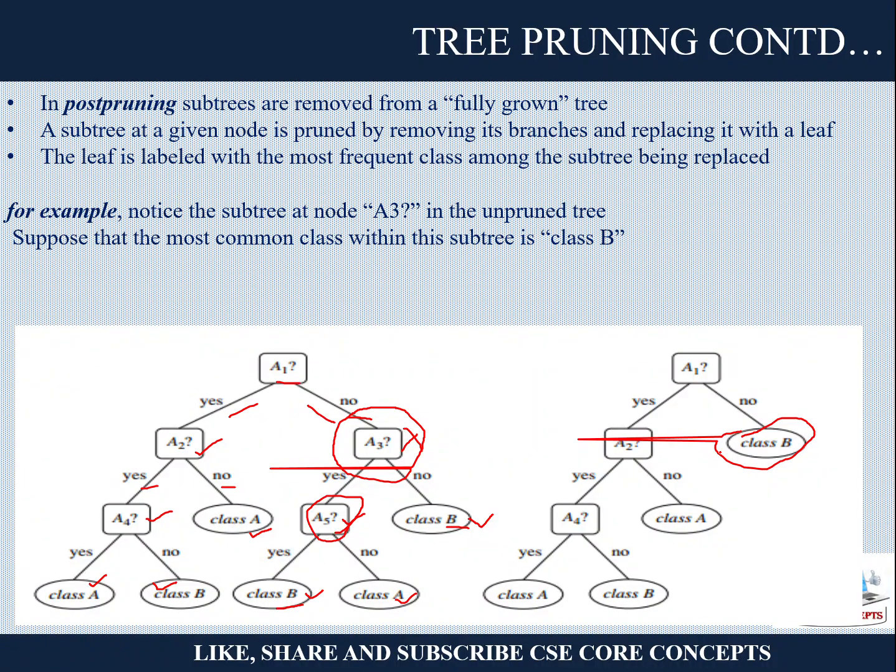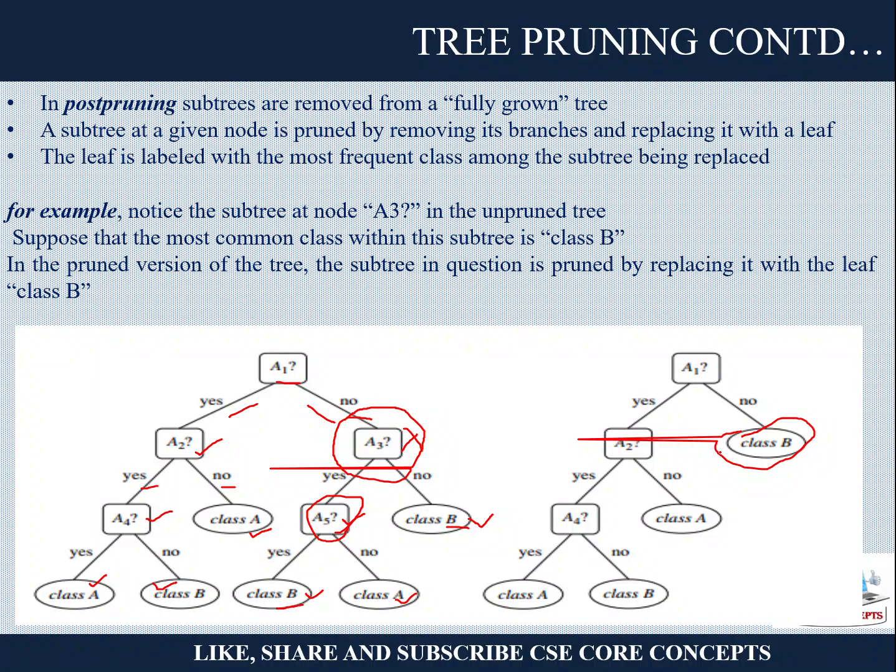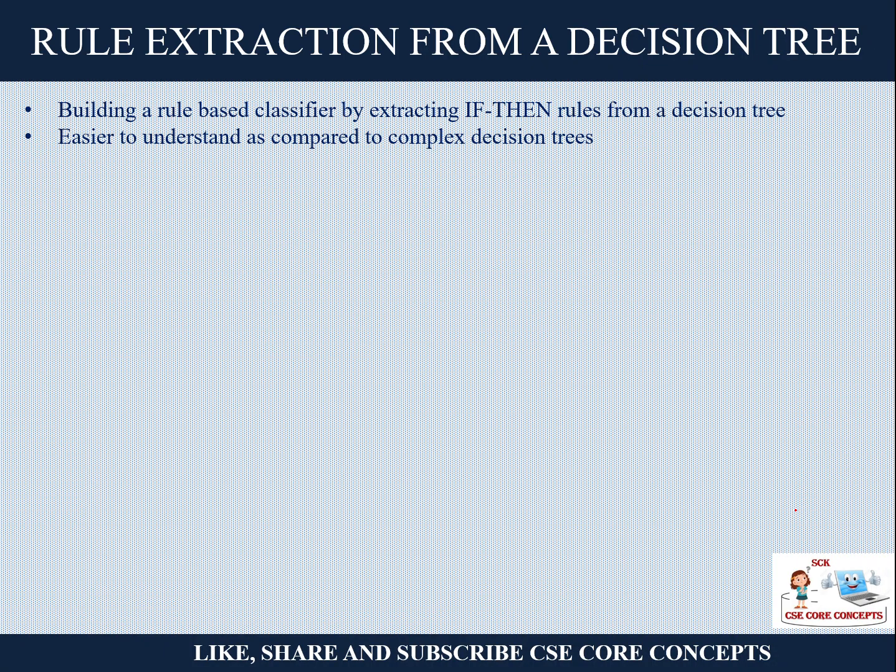You halt it. And in post-pruning, after the tree is created, you look for the classes which are very frequent in a particular branch. Then you can cut and create that pruned tree. Understood? So you are replacing here with the leaf B where further splitting is not required.